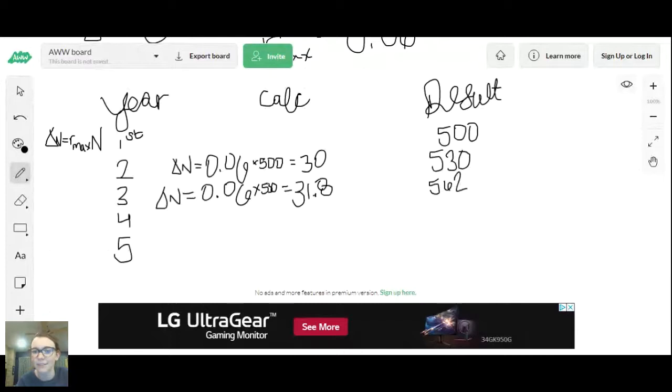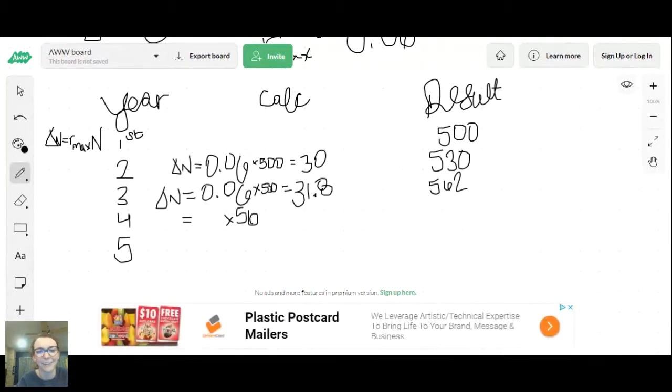You can see how this is increasing steadily. For the next one, our change is 0.06 still times 562, which is 33.7, so we round up to 34 flamingos. So 34 plus 562 is 596 flamingos. Wow, this population's really taking off. You can see we're increasing more and more each round, and that's exponential growth. That's what you would expect.